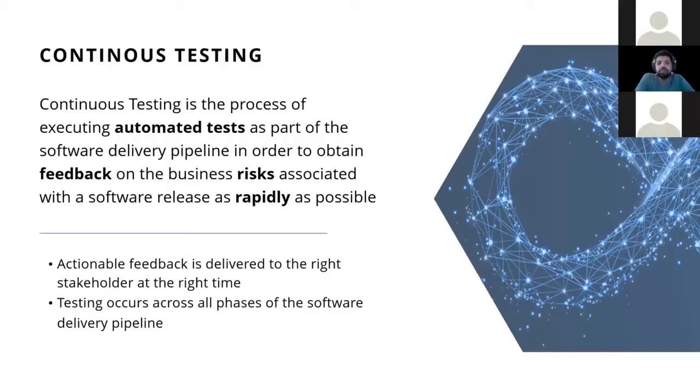And as a QA specialist and engineer, what we should also be striving to give is a risk assessment of the current software, rather than saying we have this many bugs in our software. And all of this should aid us in delivering software as rapidly as possible. That means doing a very fast release cycle. So if you boil all of this down and look at it from a holistic perspective, what continuous testing is trying to do is give actionable feedback to the stakeholders at the right time. And the testing occurs across the software delivery pipeline.